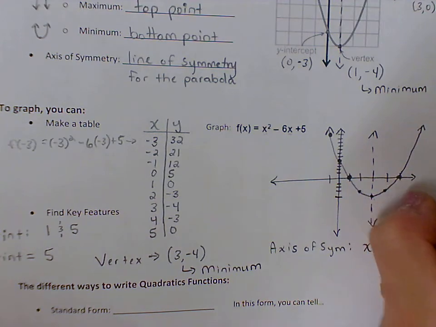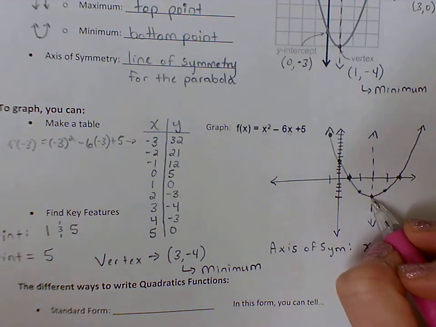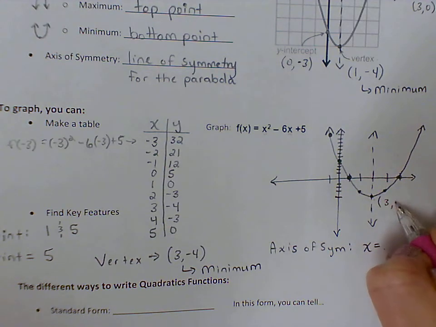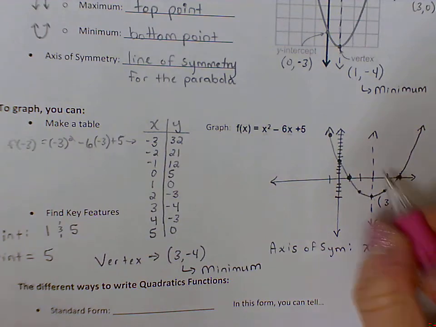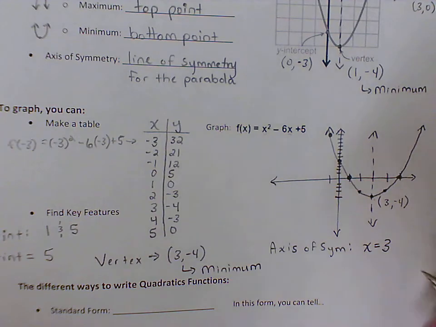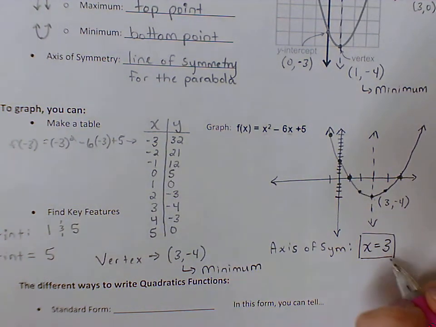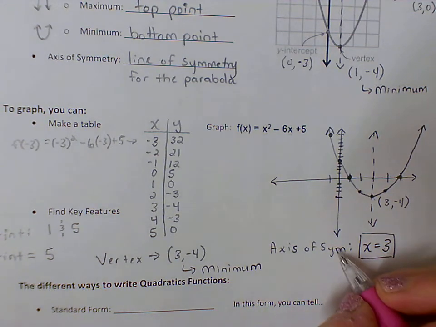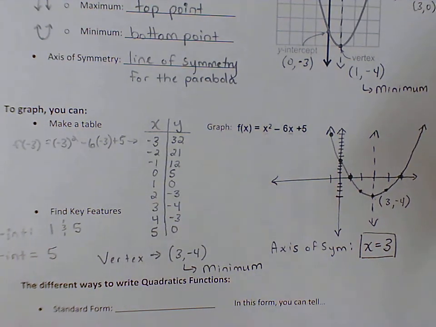So it's going to be x equals, but then you have to tell where it crosses the x-axis. You can look where it actually crosses, or remember, if you look at the x value of your vertex, which was 3, negative 4, it's going to be x equals that number because the line goes through that vertex too. So either way you look at it, it would be x equals 3. That would be the equation of that line. You cannot just write a number for the axis of symmetry. Remember, it's a line, so you have to write the equation of it.